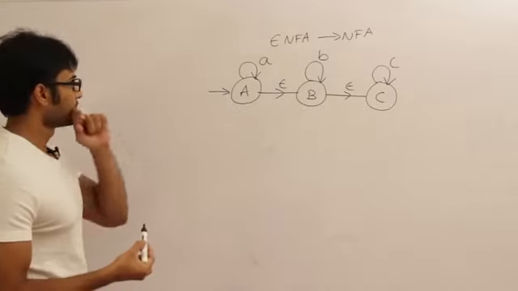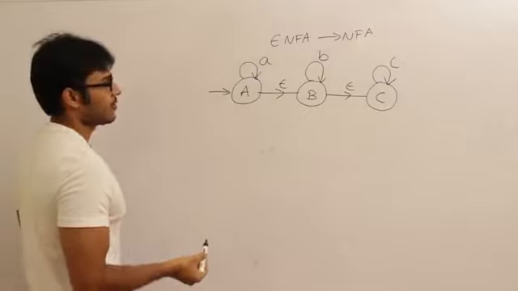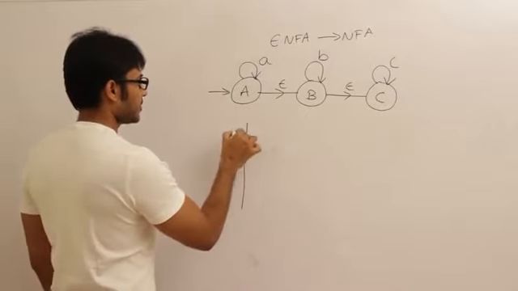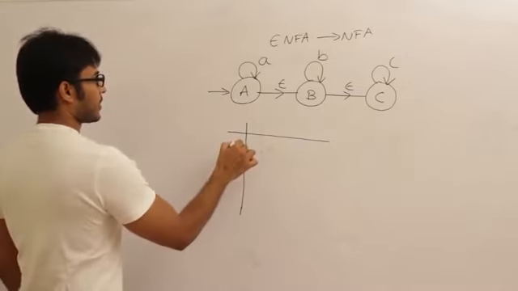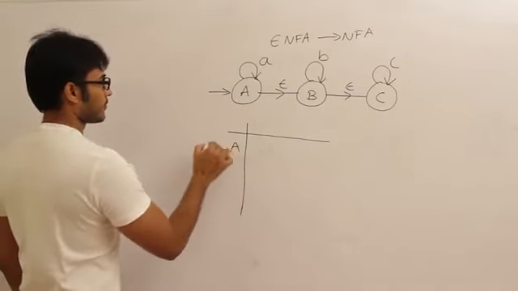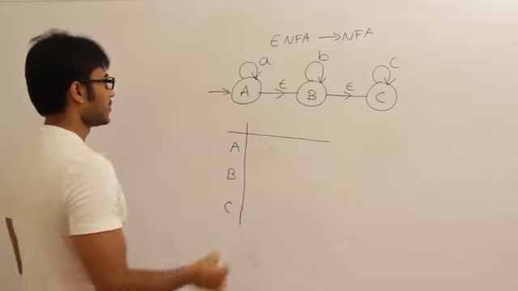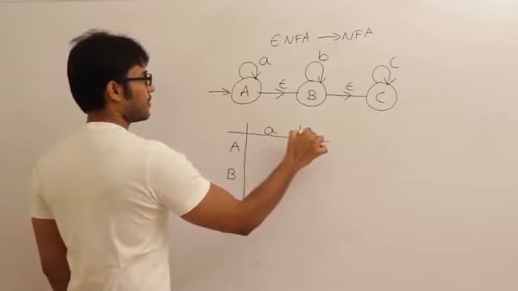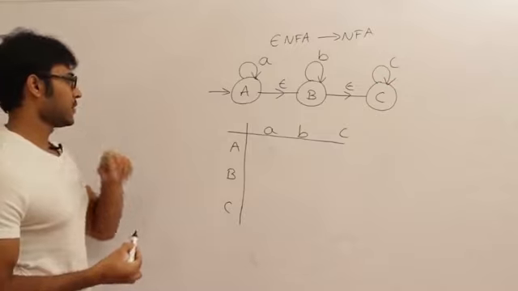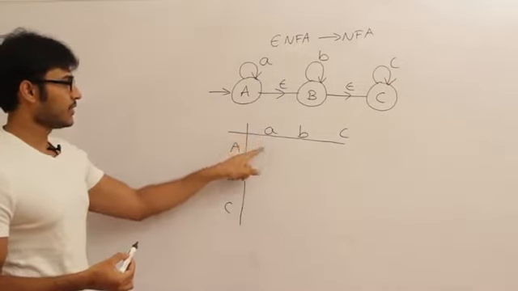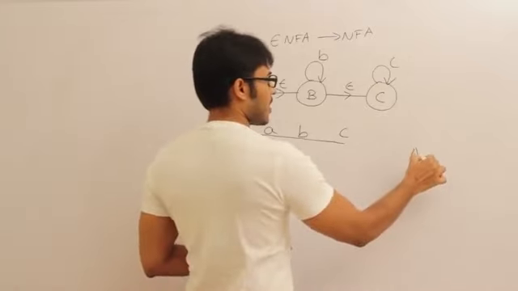Okay, so in order to convert this epsilon NFA to NFA, I have to construct the transition table. Transition table is going to look like this: capital A, capital B, capital C. Okay, so inputs are a, b and c. Fine. So I have to find out what are the transitions on capital A on small a in case of NFA.